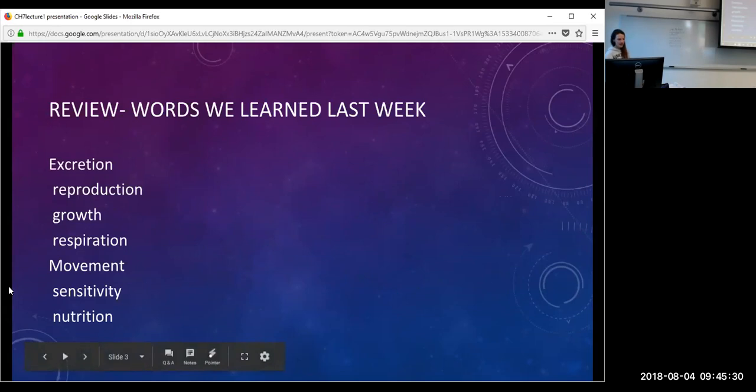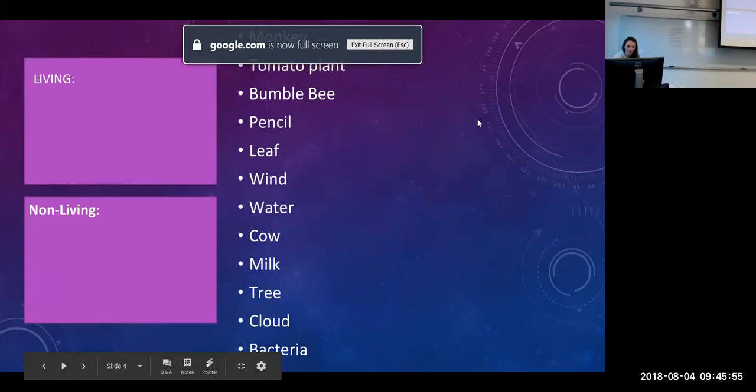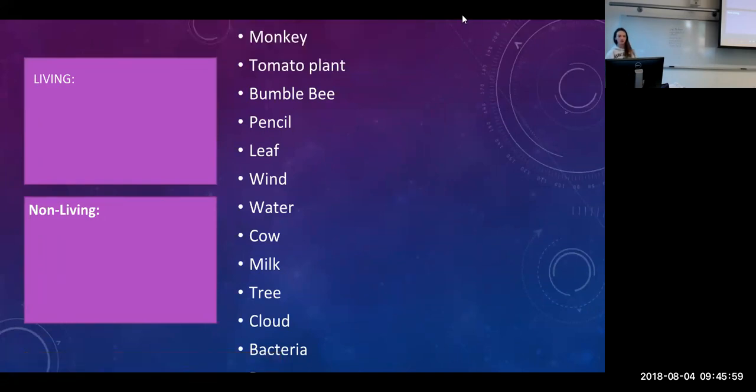Oh, we already did that. So to start us off, I'd like you to work with your partner and talk about this. Which one of these is living and non-living? We've got a list of things here, and try to think. So get with your partner, just the person right next to you, and organize these. What's living?